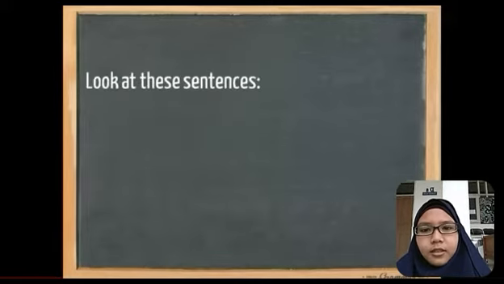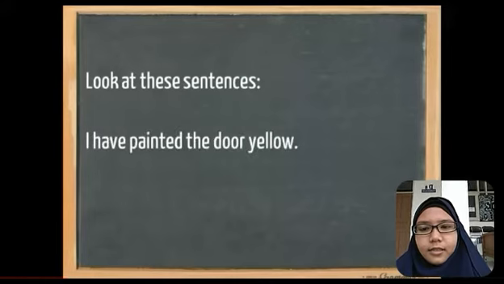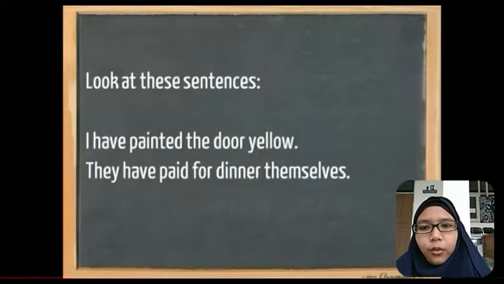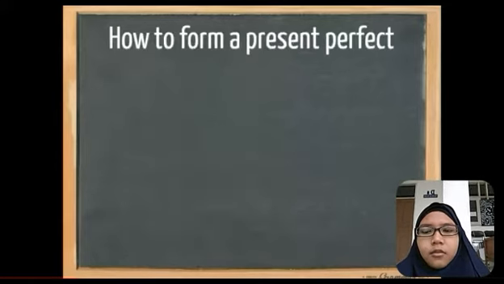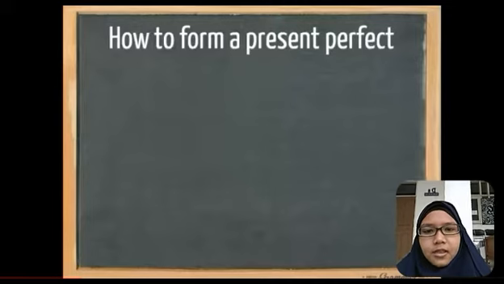Now let's get started. Take a look at these sentences. I have painted the door yellow. They have paid for dinner themselves. Both sentences are in the present perfect tense. How to form the present perfect tense? Let's have a look at the regular verbs.